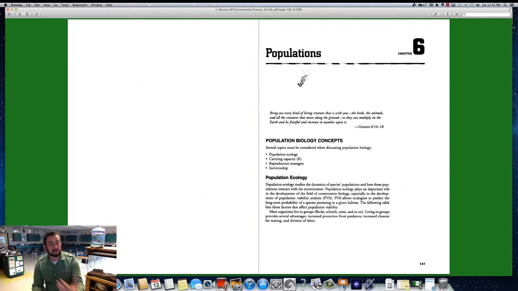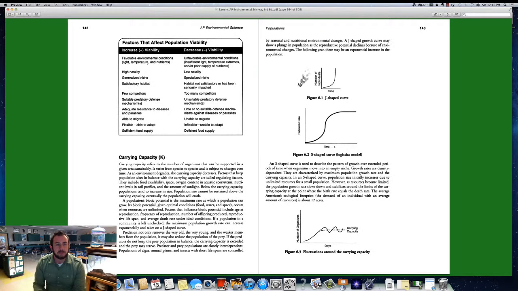Most organisms live in different groups, like flocks, schools, nests. Obviously flocks will be birds, schools will be fish, and nests maybe even larger groups as far as nesting together. Living in groups provides several advantages by increasing protection from predators, allowing increased chance for mating, and probably more chance to find food sources with division of labor. These different factors, you can see the plus signs on the left-hand side and the decrease signs on the right-hand side, are just looking at how these different things would increase viability or decrease it.